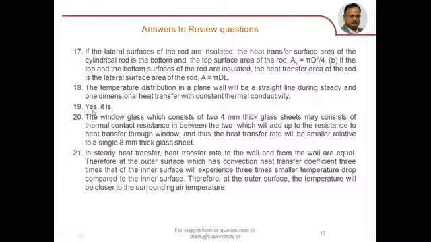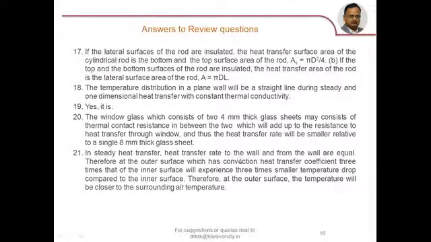Perhaps this question is on microwave oven. Yes, it is. And the window glass, which consists of two 4 mm thick glass sheets, in between you can experience thermal contact resistance, hence the total resistance becomes much higher than a single 8 mm thick glass sheet. So therefore, these two 4 mm thick glass sheets will conduct less amount of heat. The heat transfer rate will be smaller relative to a single 8 mm thick glass.